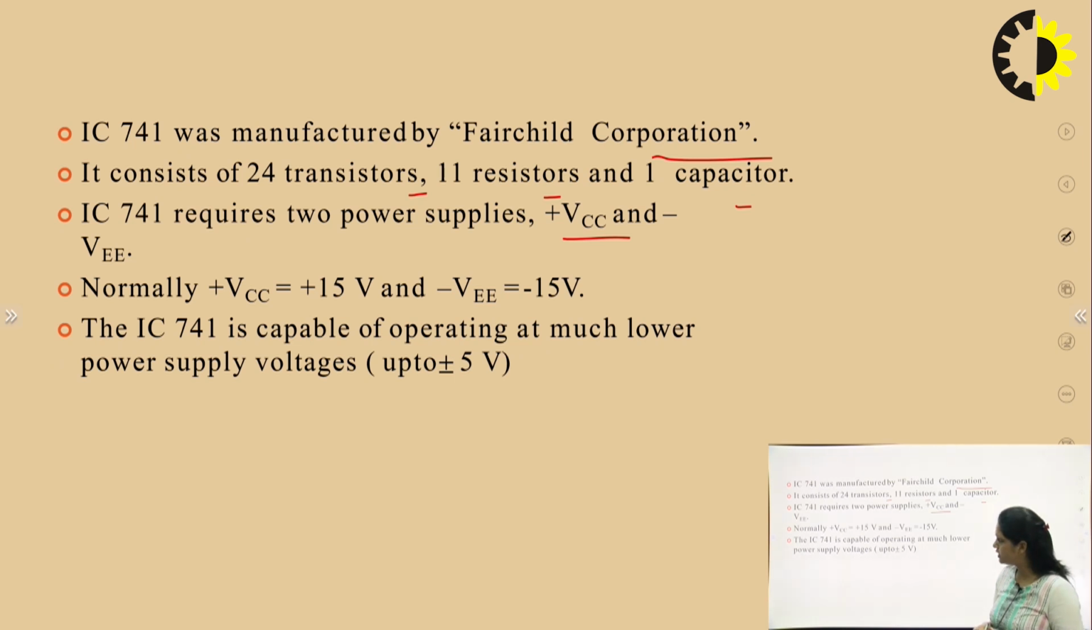Normally the value of VCC used in the circuit is plus minus 15 volts, and although the IC is capable of operating at much lower values, that is up to plus minus 5 volts, if we talk about the higher side, then it can work up to plus minus 22 volts.